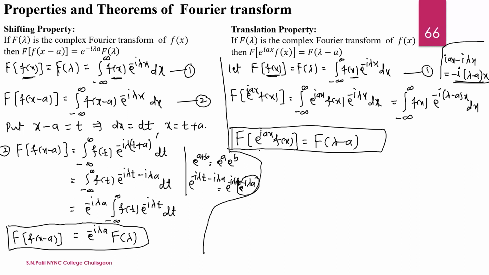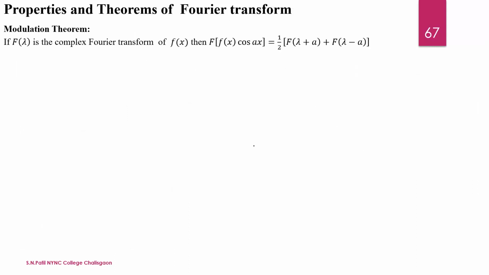Okay, now next, the last theorem, that is the modulation theorem. If F of lambda is a Fourier transform of f of x, then Fourier of f of x into cos ax is equal to 1 upon 2 [F of lambda plus a plus F of lambda minus a]. So first of all, we write the formula.